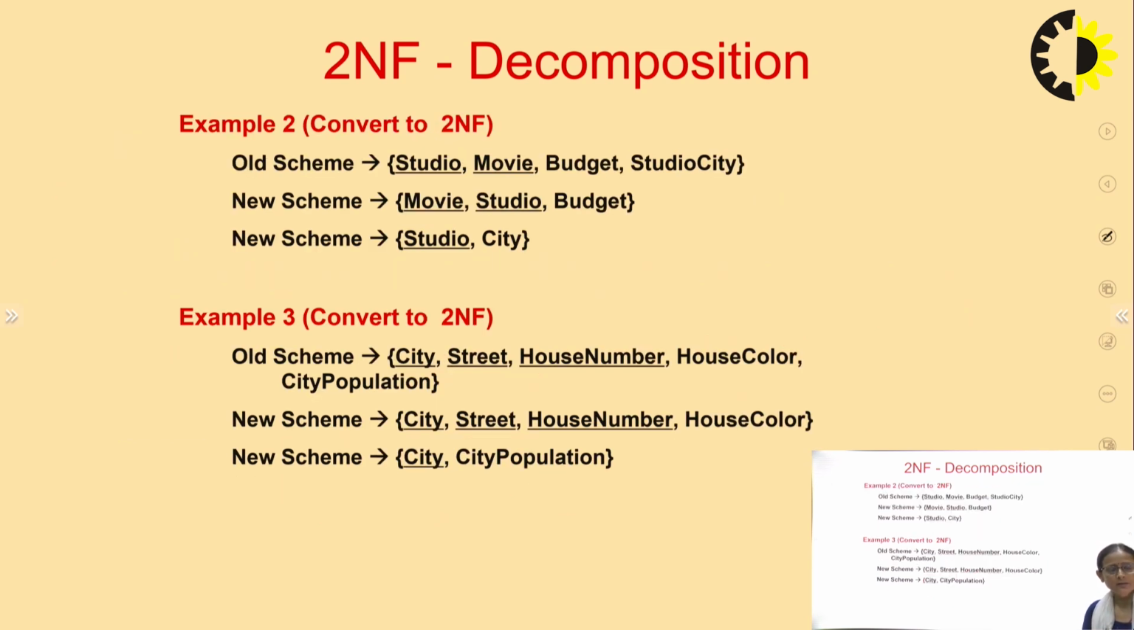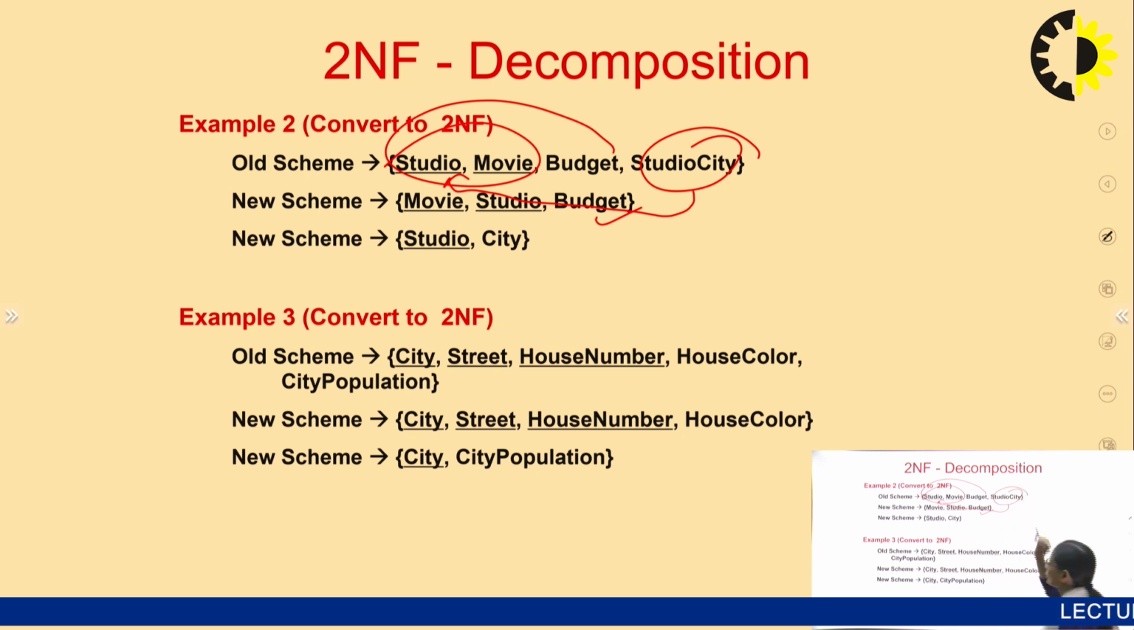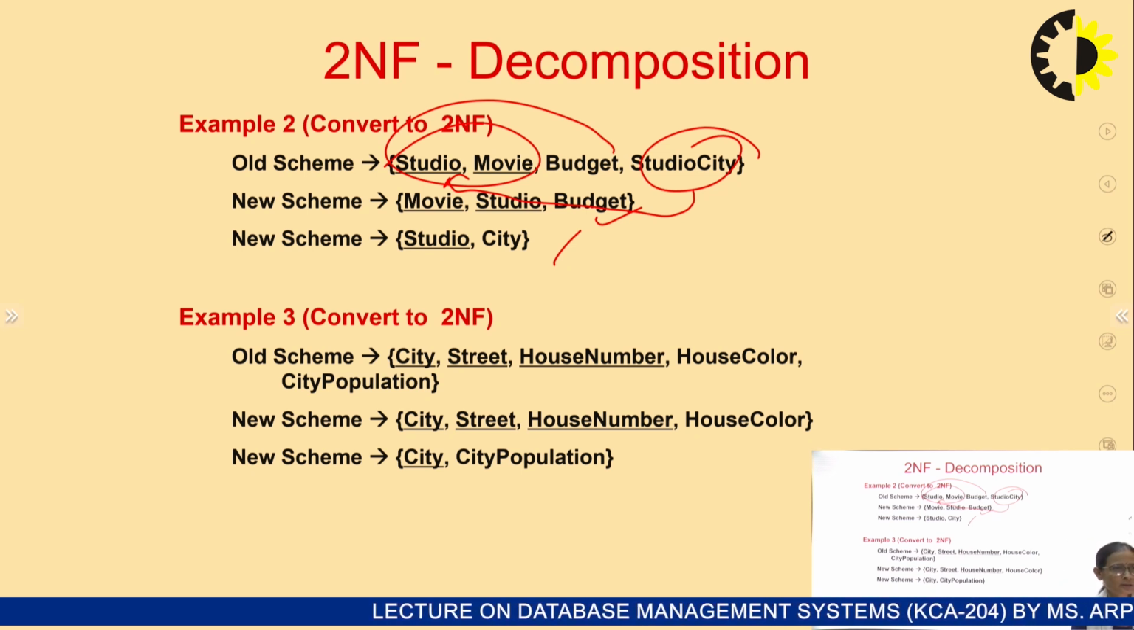This is the example which was discussed earlier. So how do we convert it into 2NF? Earlier we saw that budget depends on these two. So this is my schema 1, and studio city depends only on my key, that is studio. So this is another schema. We have decomposed our original schema into two schemas.